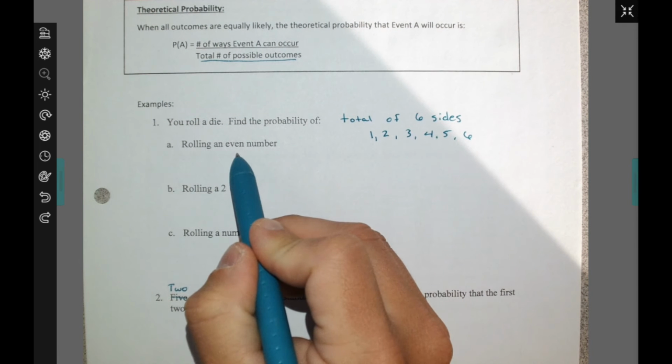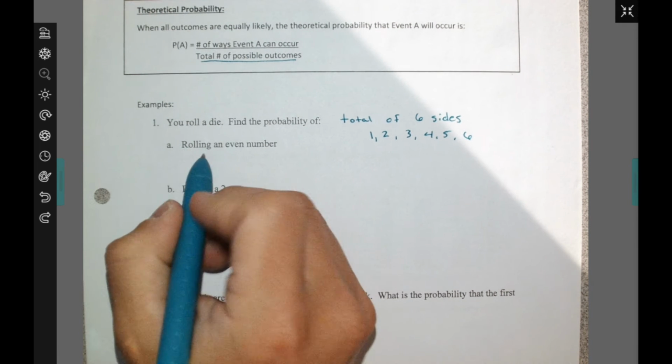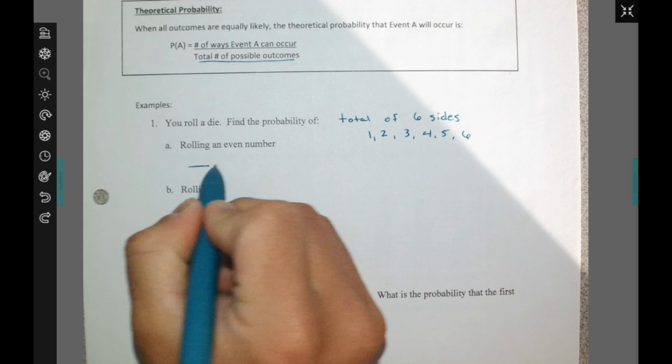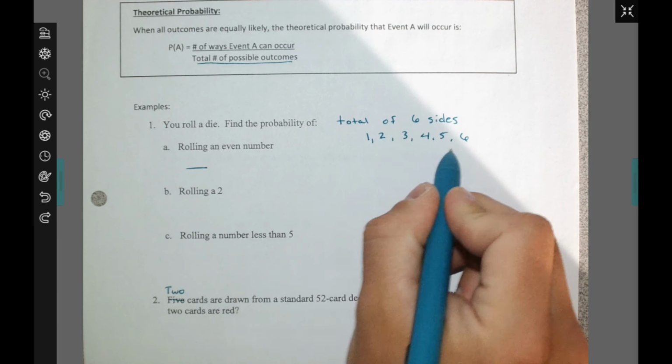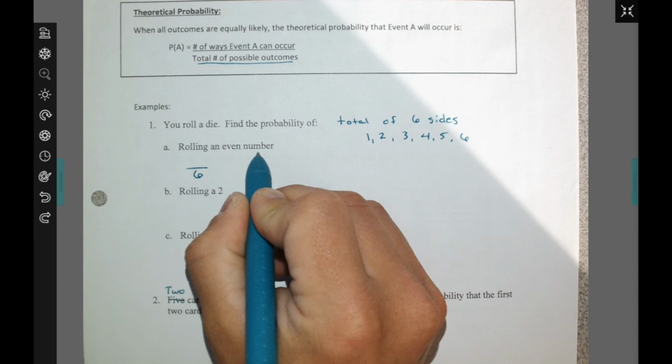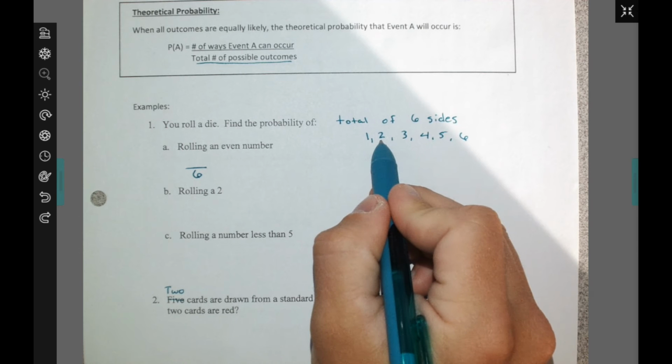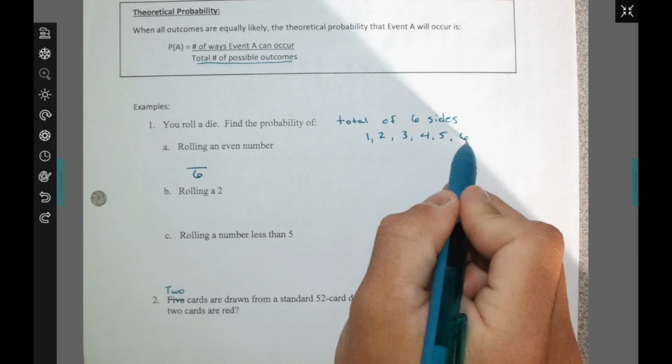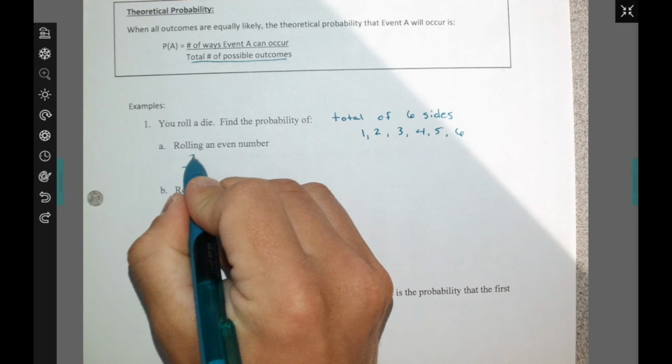For A, they want to know what is the probability of rolling an even number. When you set up your fractions, your total goes down below. There are 6 total sides, so we're going to put 6 down below. And then we want an even number, so we count up the number of outcomes that are even. We have 2, 4, and 6. So there are 3 total outcomes that are even.